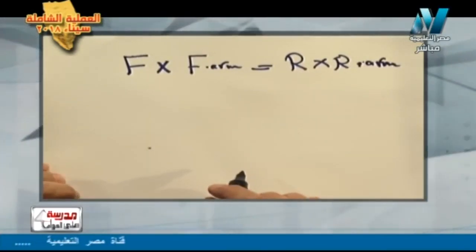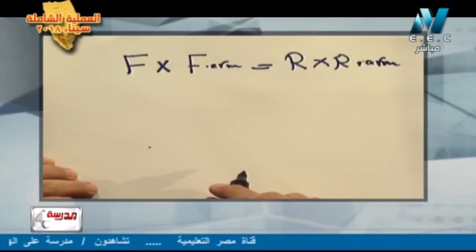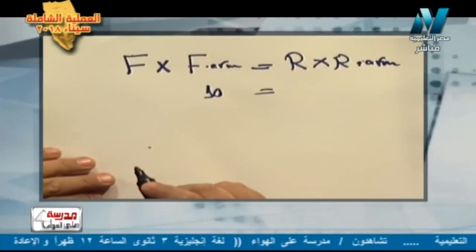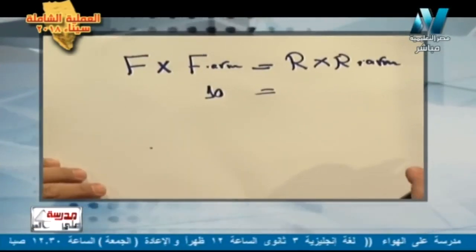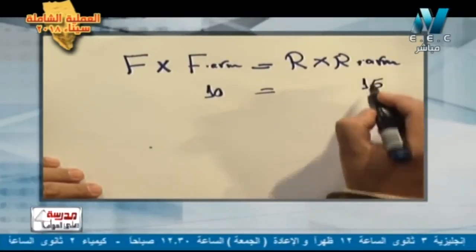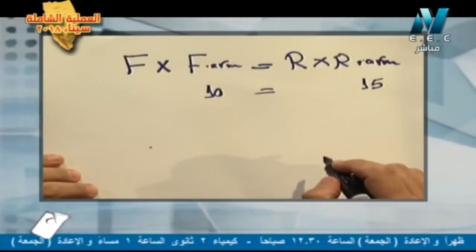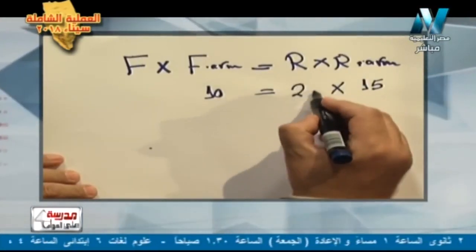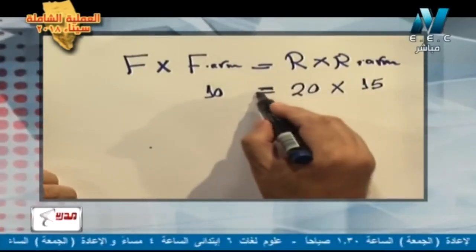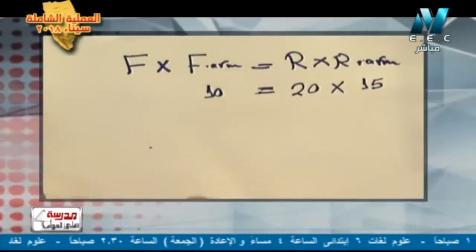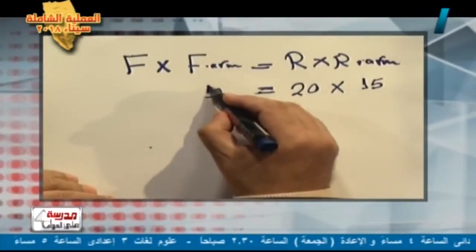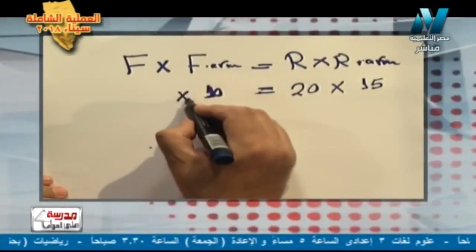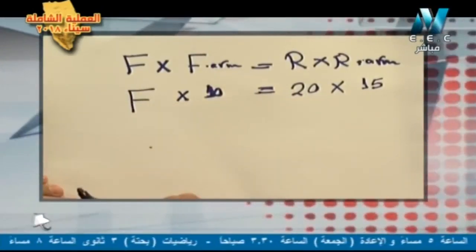The length of the force arm of a crowbar is 10 centimeter, so it will be here 10 centimeter. The length of the resistance arm is 15 centimeter, so it will be here 15 centimeter. The value of the resistance force equals 20 Newton. It is very important to read the problem slowly so I can extract the values that I have. And I want to find the value of the effort force.